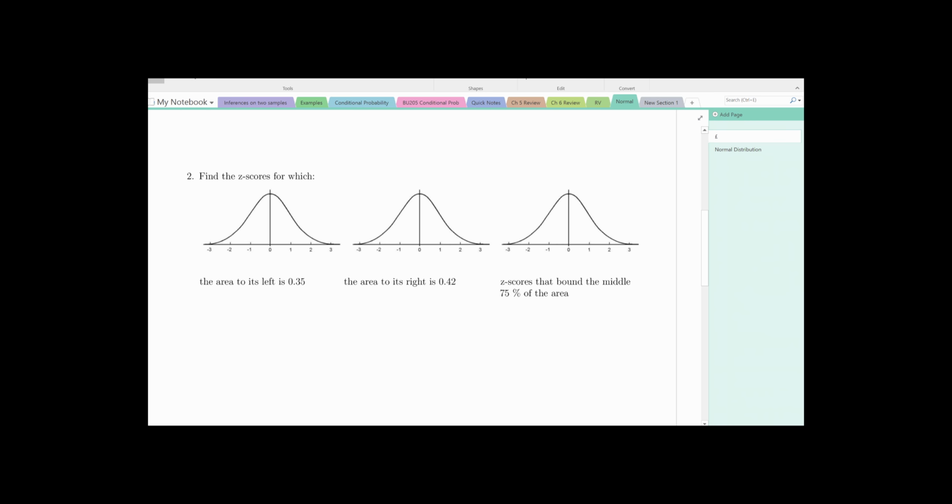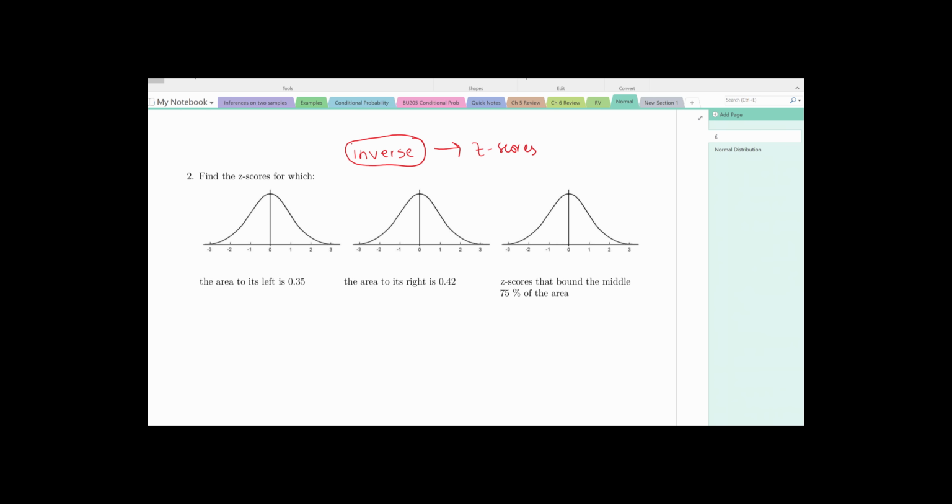This one says, find the z-scores for which the area to its left, the area to its right, and the middle area is a given percentage, okay? So here we're actually going to use a different command. We're going to be using inverse normal, or normal inverse. Think about it, this inverse is returning the z-scores or percentiles, okay? So we're going to find the z-scores that cut our distribution in certain percentages.